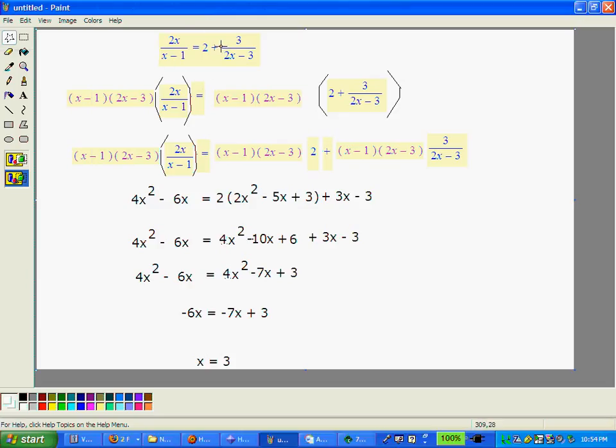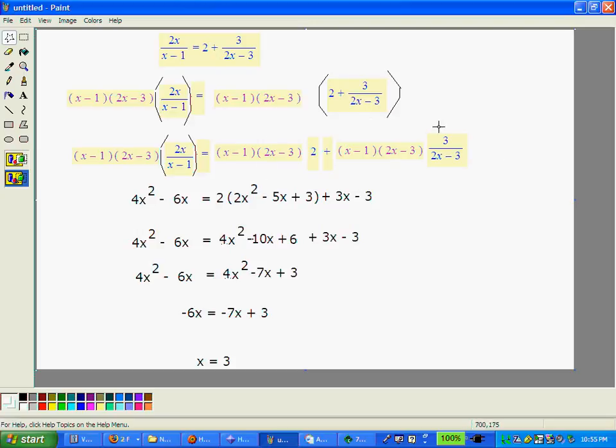What I've done here with the paint program is I've written the original problem. I show x minus 1 and 2x minus 3 multiplied on the left and the right, and after that I show that the left is still the same here, but on the right-hand side you really want to think about how that purple combination of factors is going to distribute. It's going to multiply with each of the things inside the rough looking parentheses I made there. It's going to multiply with the 2, and it's going to multiply with the 3 over 2x minus 3.